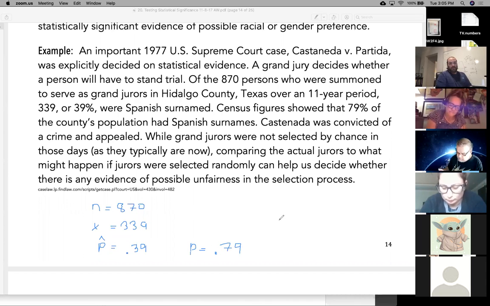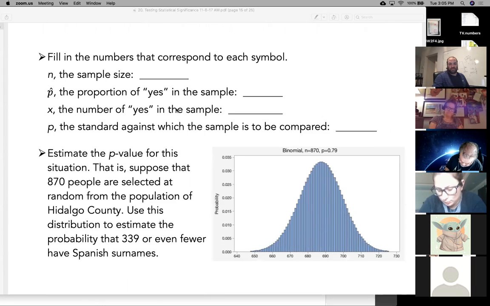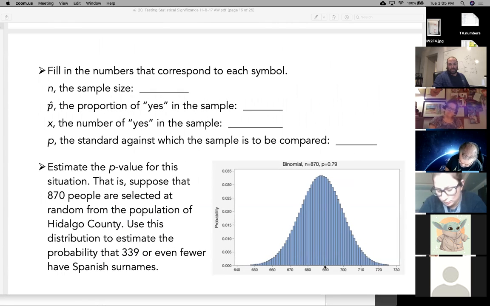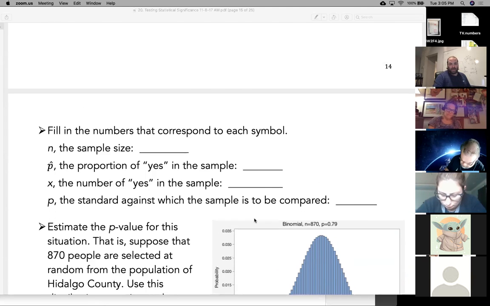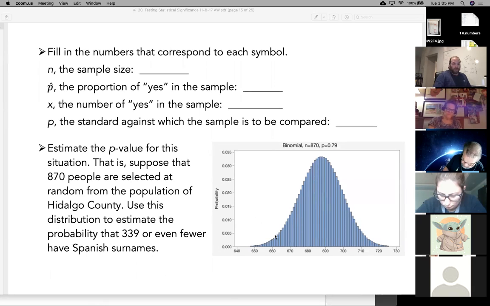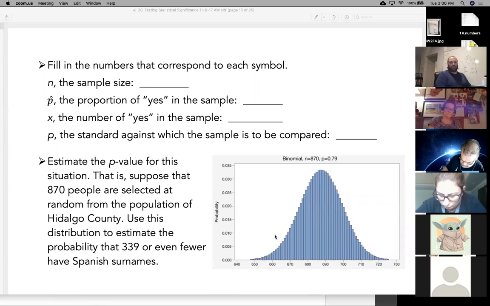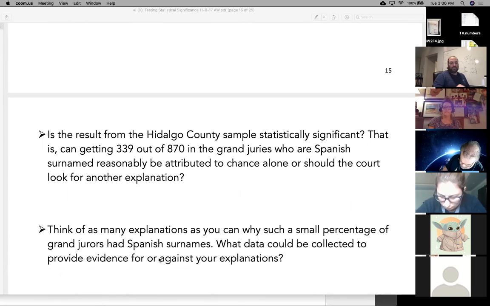In other words, census figures show that 79% of the county's population had Spanish surnames, but yet only 39% of those who were summoned to serve as grand jurors were Spanish. So he felt that he was treated unfairly because they might be racially biased against him. Is that result statistically significant? Here's the sampling distribution. If 79% was correct, we would be right here, which makes sense. Where were we actually? Our actual value was 339 successes. So where on this chart is 339? Not even on there. It's so far off the chart that we get a statistically significant result.